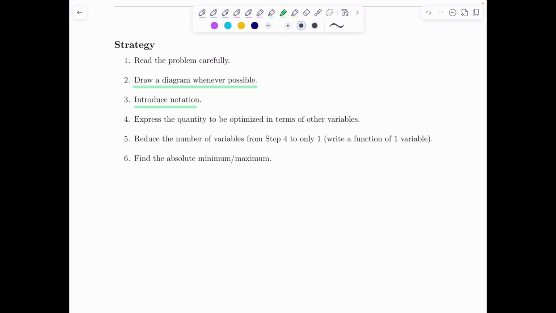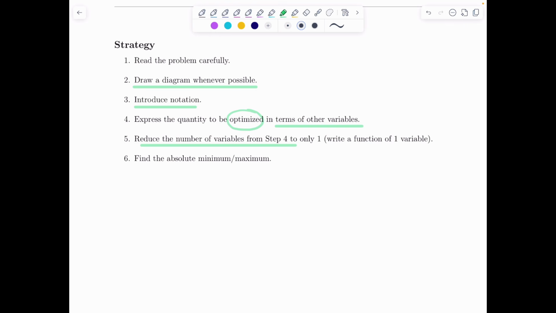Now here's the key. Express the quantity to be optimized in terms of the other variables. There's always going to be a keyword like find the max volume or the shortest distance. So that's the quantity that you need to set up an equation for in terms of the other variables. And then we have to reduce the number of variables in that equation to only 1, meaning you've got to write the quantity you're optimizing as a function of one variable. You're still just in Calc 1. We're not dealing with multivariable functions.